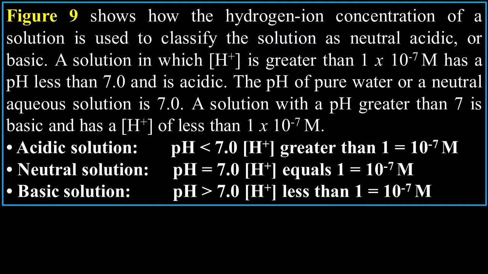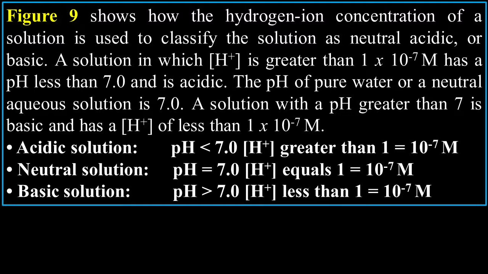Figure 9 shows how the hydrogen ion concentration of a solution is used to classify the solution as neutral, acidic, or basic. The solution in which H+ is greater than 1 times 10 to the negative 7th molar has a pH less than 7, and is acidic. The pH of pure water or a neutral aqueous solution is 7. The solution with a pH greater than 7 is basic and has an H+ ion concentration of less than 1 times 10 to the negative 7th.